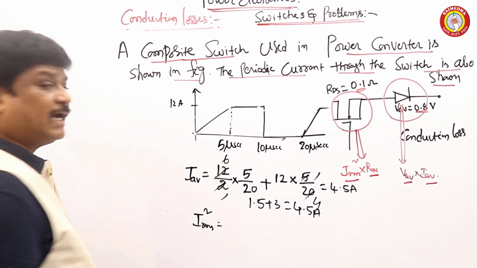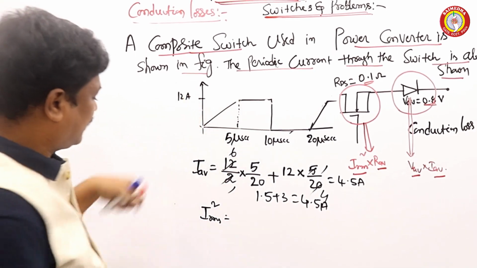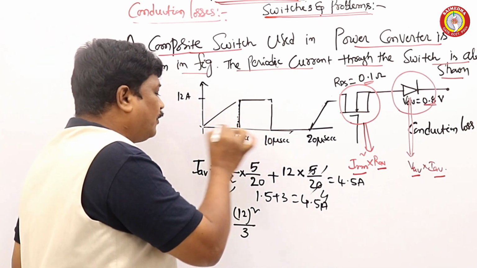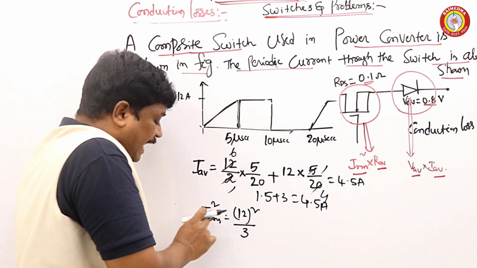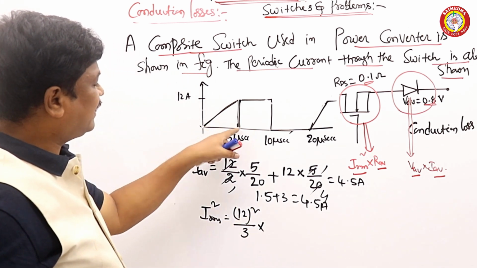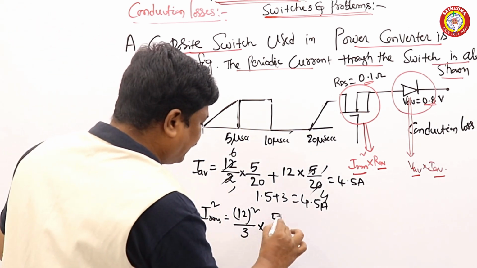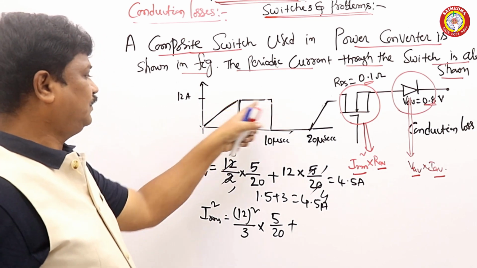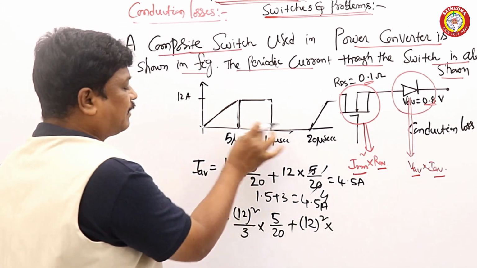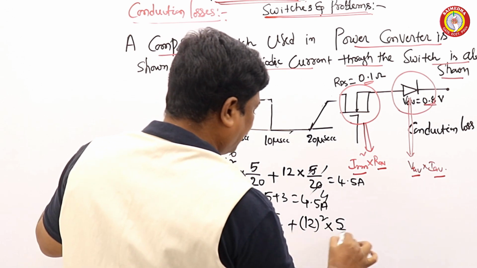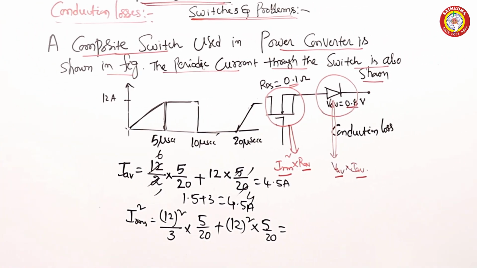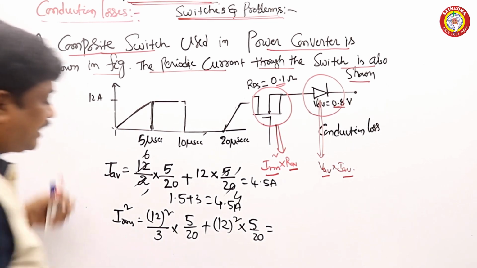We can calculate the RMS value square directly. What is the magnitude of this one? 12. 12 square divided by 3. For a sawtooth wave, the RMS value of current is Vm by root 3. I am taking IRMS square, that's why this one into the period of conduction, 5 divided by 20, plus what about this one? This is 12 square into the period of conduction, 10 minus 5, 5 divided by 20. If you simplify this, we can get the IRMS square as 48 amperes.